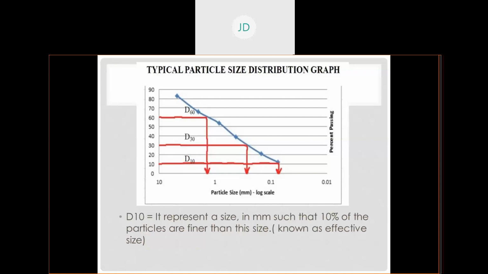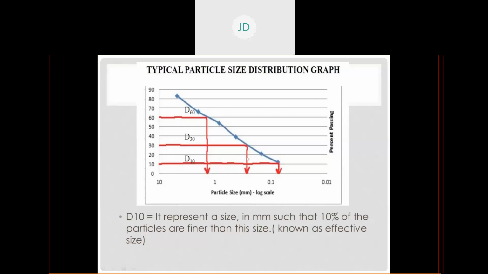Now if I say D10, D10 starts from 10 percentage. If I start from this point and come horizontally like this up to the graph, then go vertically downward up to the x-axis, let's say it is 0.009. Let's say this is the point representing 0.009 millimeter. So what you can say is, 10% of total soil is finer than 0.009 millimeter.